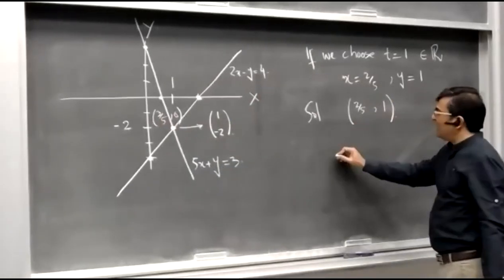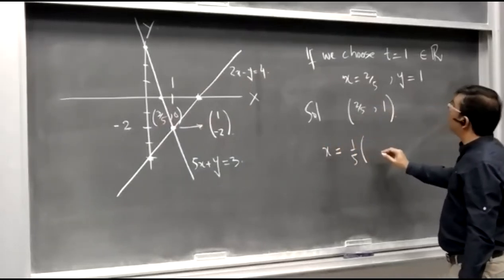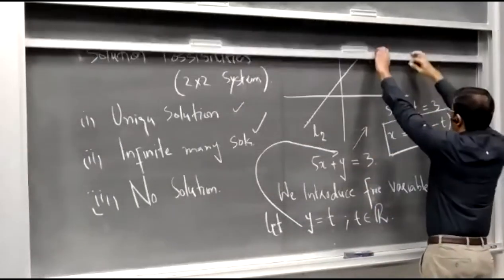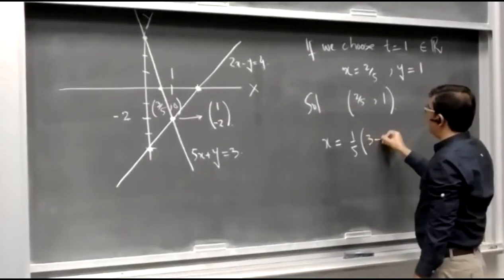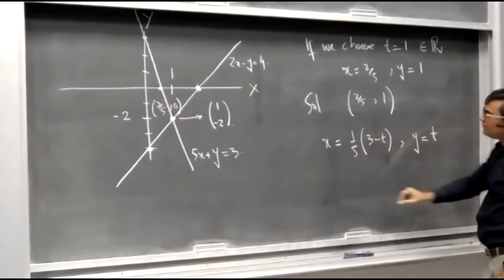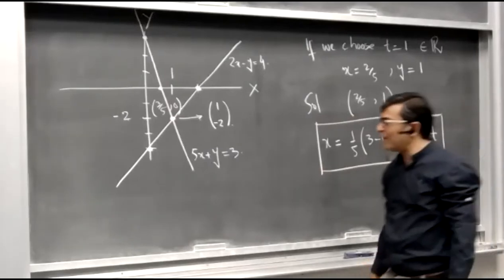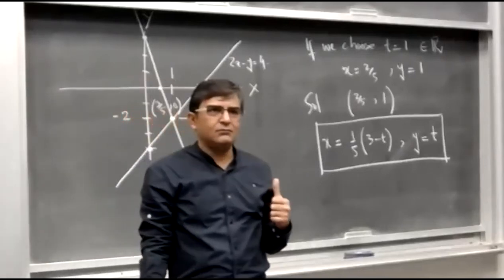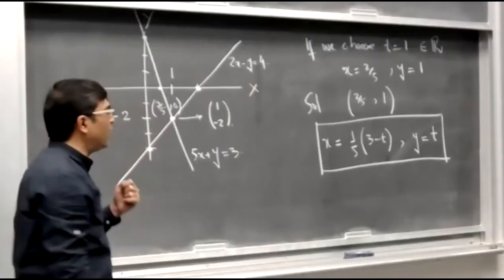In fact, x is equal to what? 1 by 5. Sorry, 1 by 5? So it was 1 over 5 into 3 minus t. This is your value of x, and y is equal to t. So these are, in fact, your parametric equations for that straight line. And these are parametric equations, which involve only one parameter.